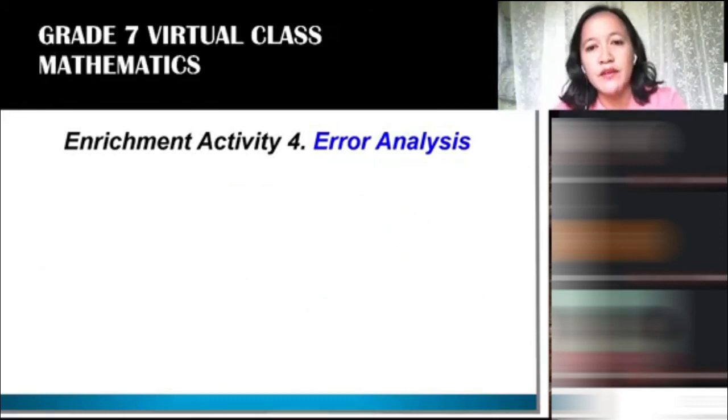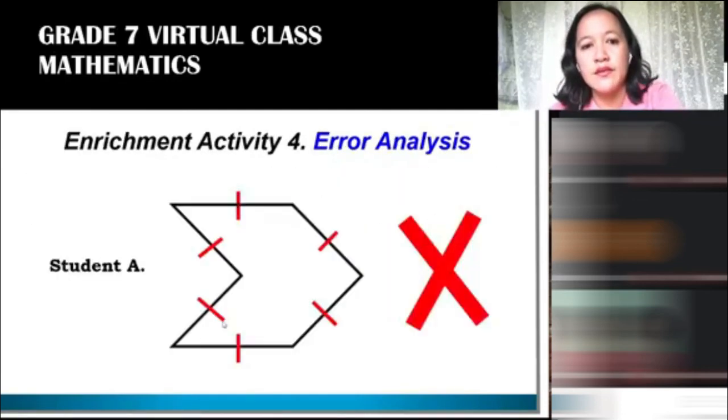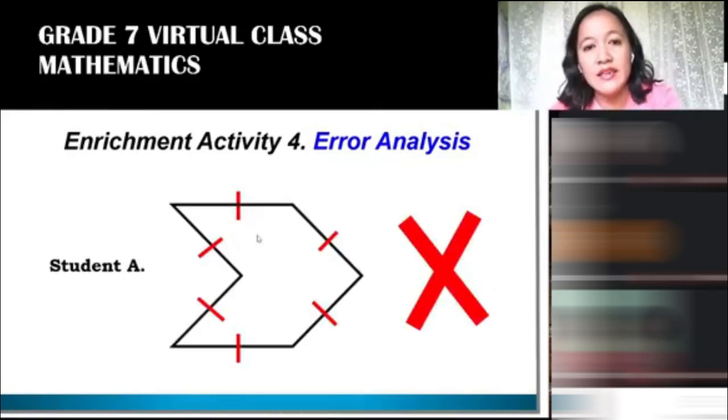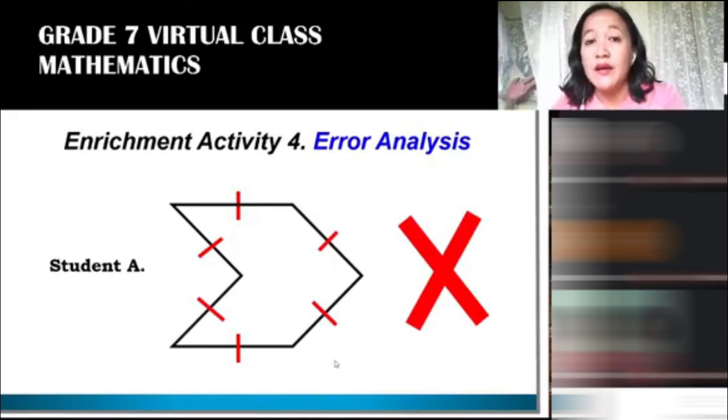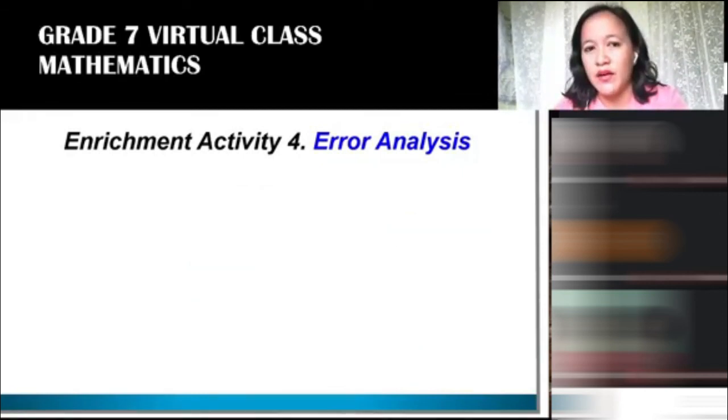So, dahil doon, look at the figure. Kung mapapansin nyo, may fabi dito, di ba? So, it will create another measure of angle that is not congruent to the other angle. So, hindi siya equiangular because not all the angles are congruent. Okay? Although, pare-parehas yung side, but the measure of its angles are not congruent. Okay? What about student B?